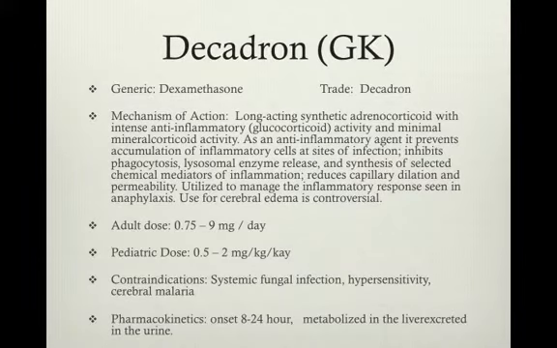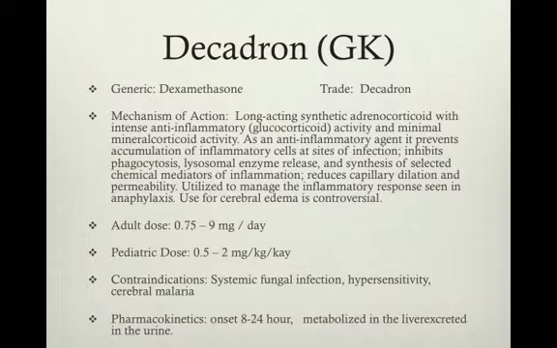So, Decadron, general knowledge. Generic on this is dexamethasone, and the trade name is Decadron. Mechanism of action: long-acting synthetic adrenocorticoid with intense anti-inflammatory or glucocorticoid activity and minimal mineralocorticoid activity. As an anti-inflammatory agent, it prevents accumulation of inflammatory cells at the site of infection, inhibits phagocytosis and lysosomal enzyme release, and synthesis of selected chemical mediators of inflammation, reduces capillary dilation and permeability.